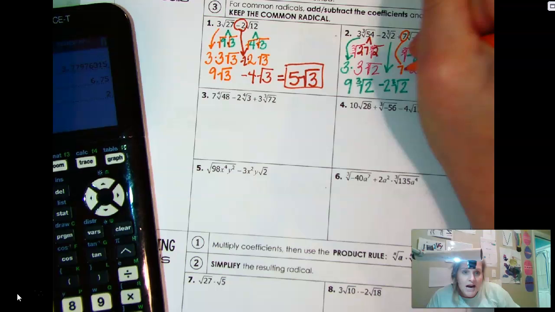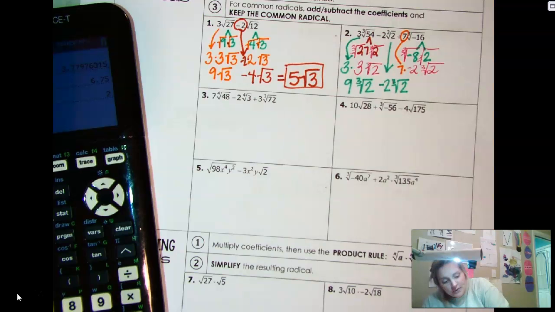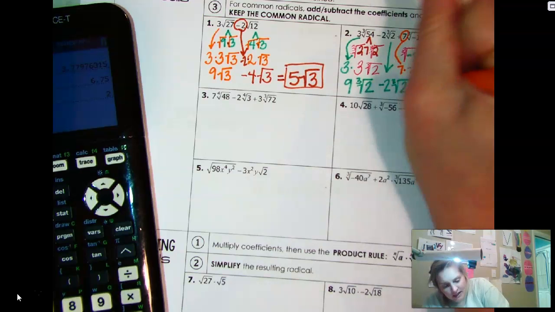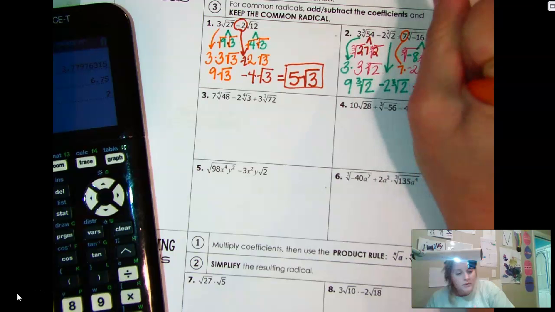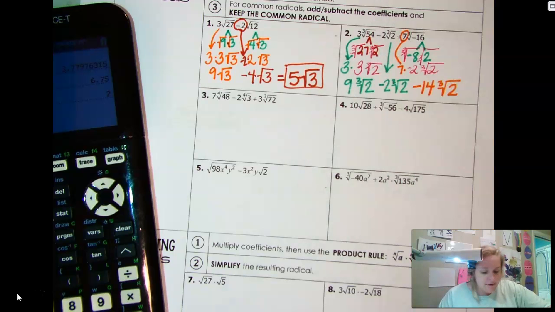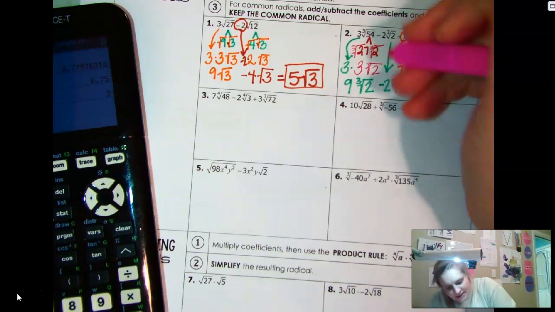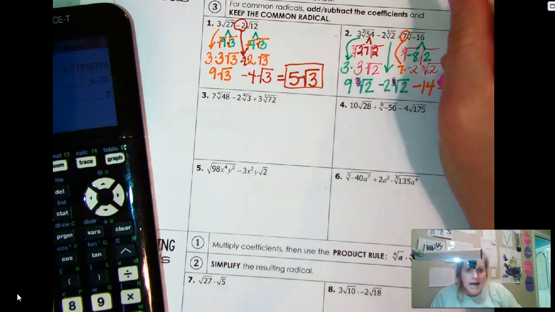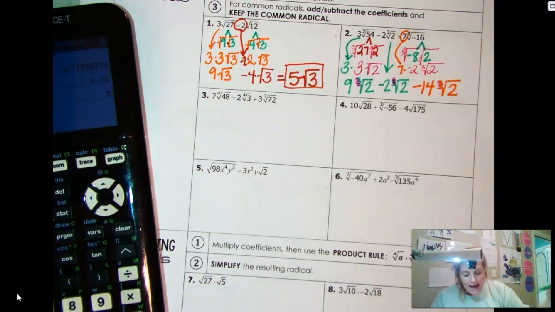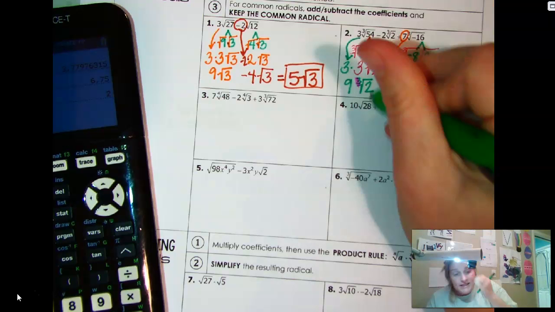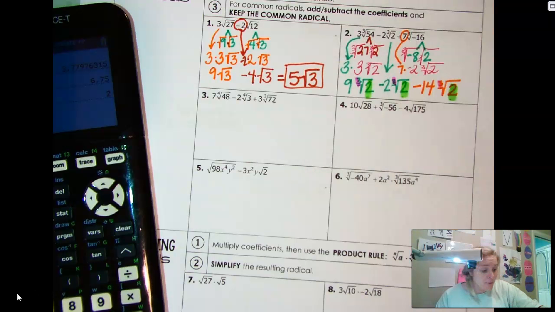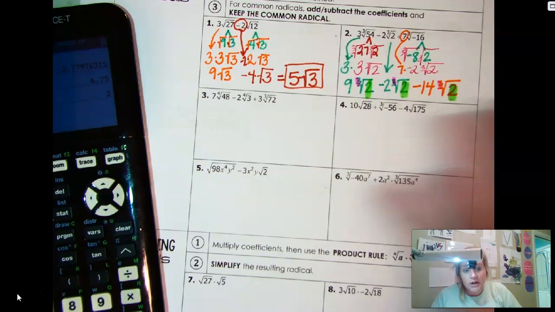7 times negative 2 is negative 14 cube roots of 2. Now, if we look at everybody, this index is the same for everybody, and the radicand is the same. So, because of that, we are able to combine these using, in this case, subtraction, but addition as well.